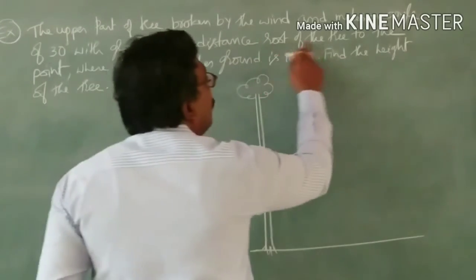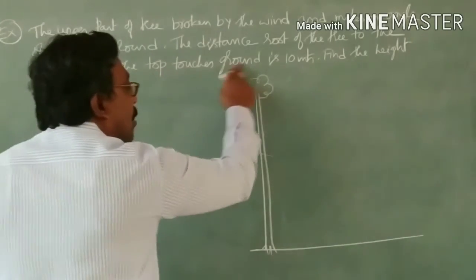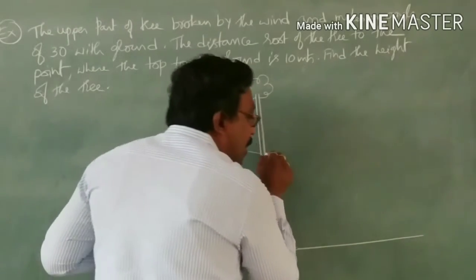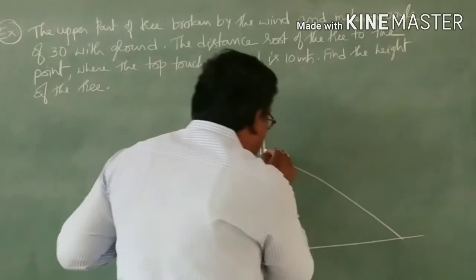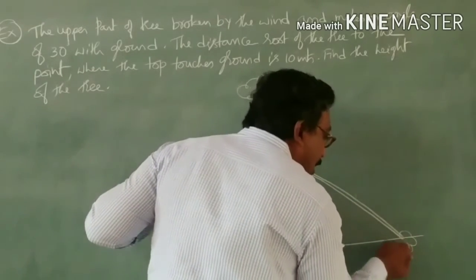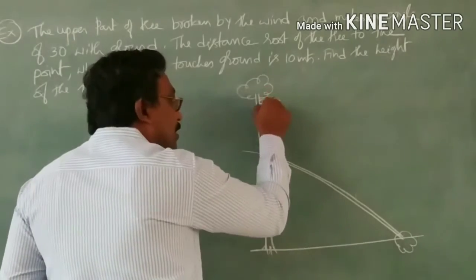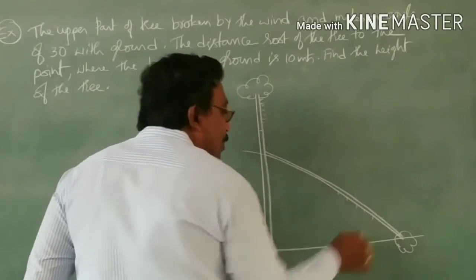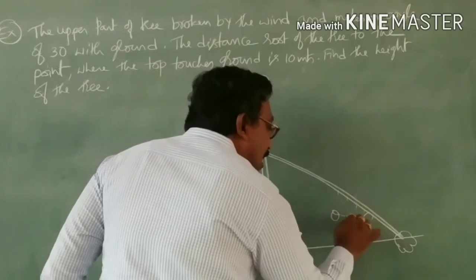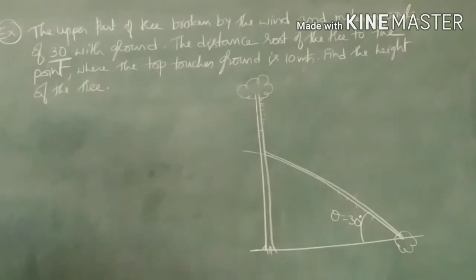The distance from the root of the tree to the point where the top touches the ground is 10 meters. That means it is broken and fell down. Imagine that it was not detached from the trunk. The same part is broken and fell down like this, and that too is making an angle of 30 degrees.